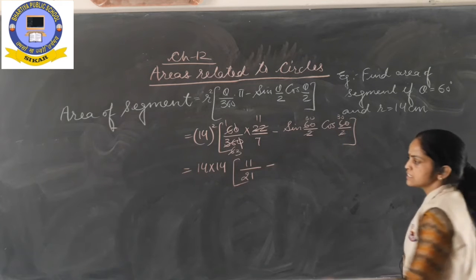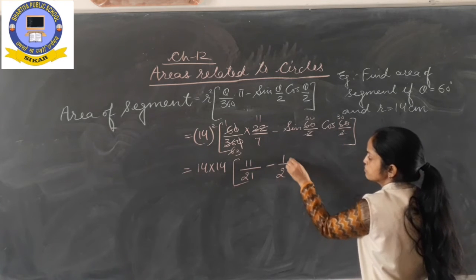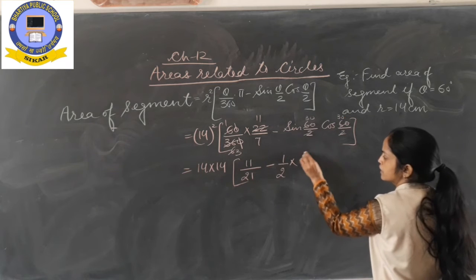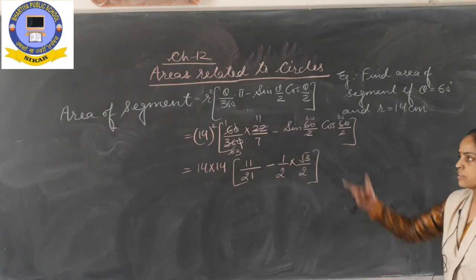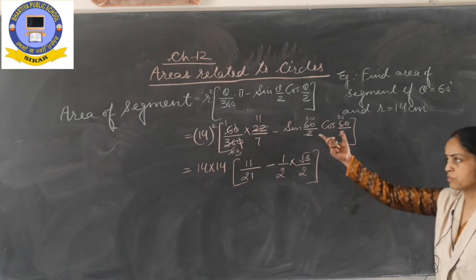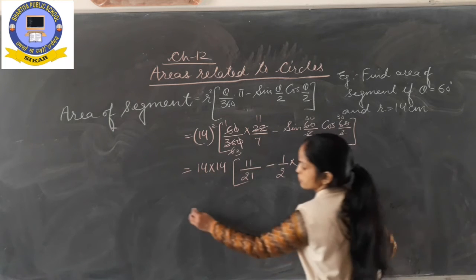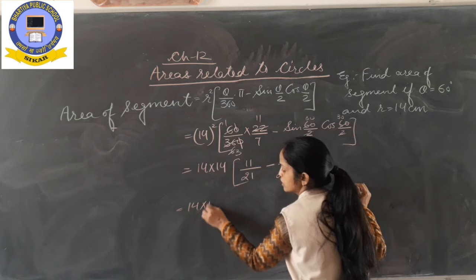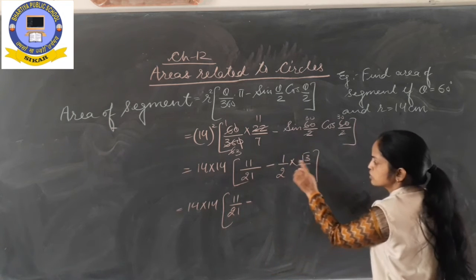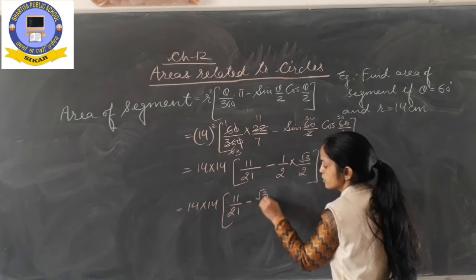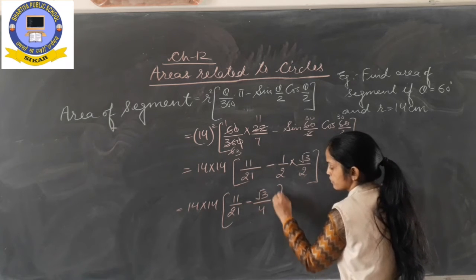Value of sin 30 is 1 upon 2, multiplied by value of cos 30, which is root 3 upon 2. Trigonometry is also being used here. Please learn all the values. Now 14 multiplied by 14 multiplied by 11 upon 21 minus root 3 multiplied by 1 gives root 3 upon 2, 2 2s are 4.